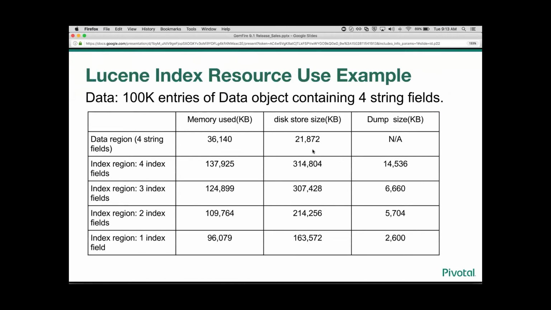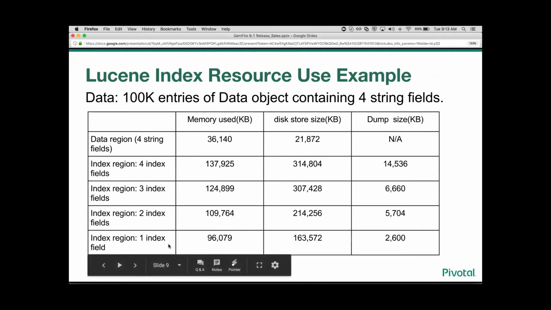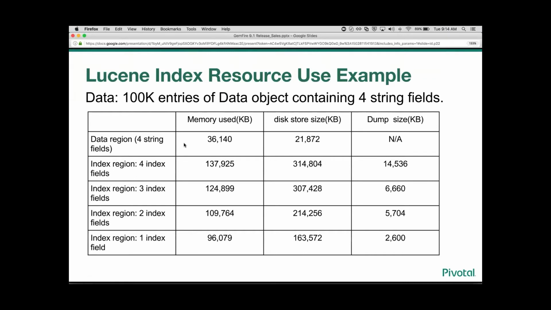The disk store includes all the op logs for PDXs out there, so the disk store can grow really quickly over time. The dump size is, if you dump the region, either the data region or the index, onto disk, what's the actual size of the data. So as you can see, based on whether we're doing a single field indexing up to 4 fields, the amount of memory can be 2 to 3 times the size of what the original data region is.